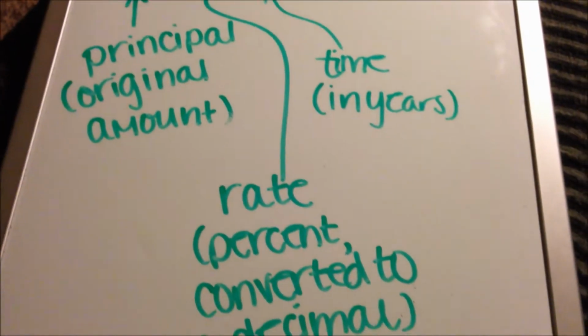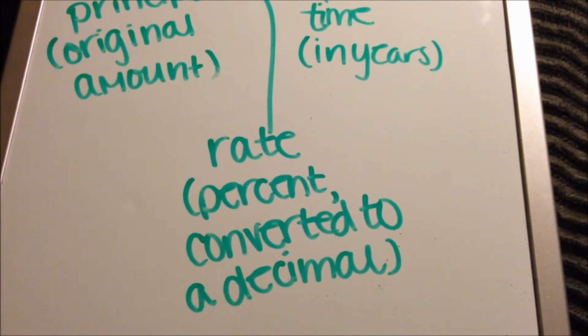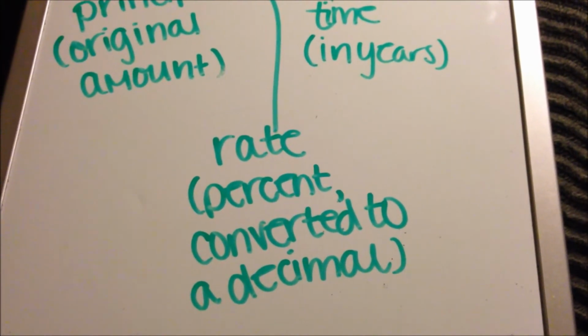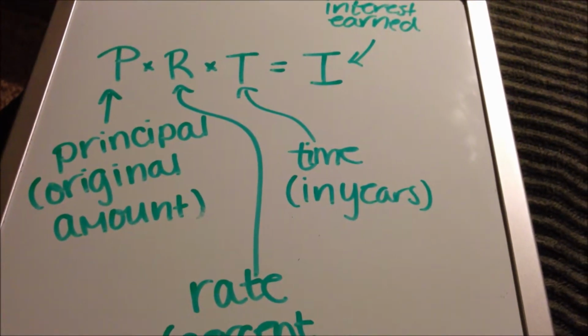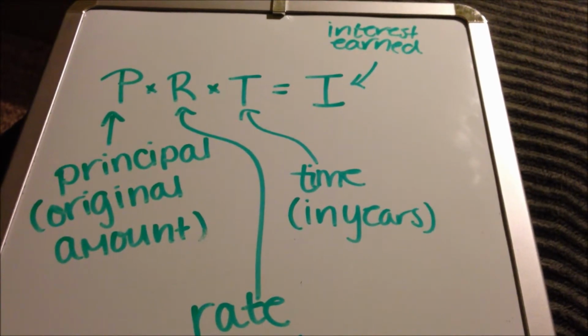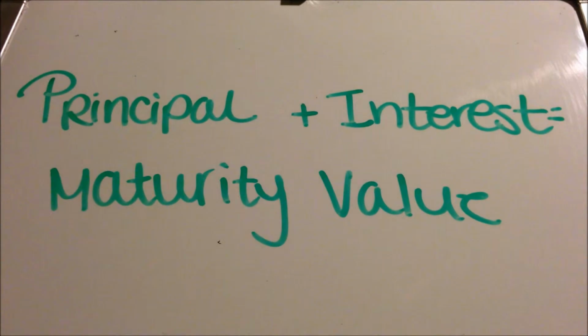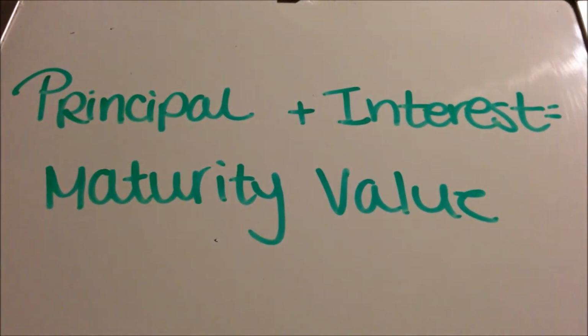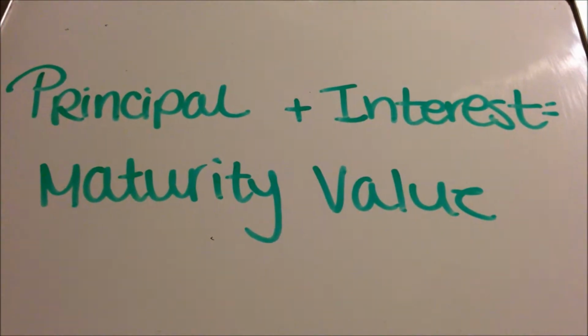R stands for interest rate. The interest rate is normally expressed as a percent, which you must convert to a decimal before plugging into the formula. T stands for time in years, and finally I stands for the amount of interest earned. We also have what's known as the maturity value. The maturity value is simply equal to the original amount invested, which is the principal, plus the interest earned.